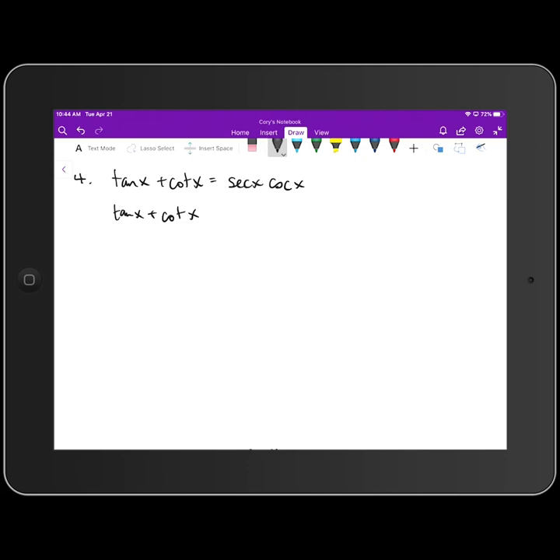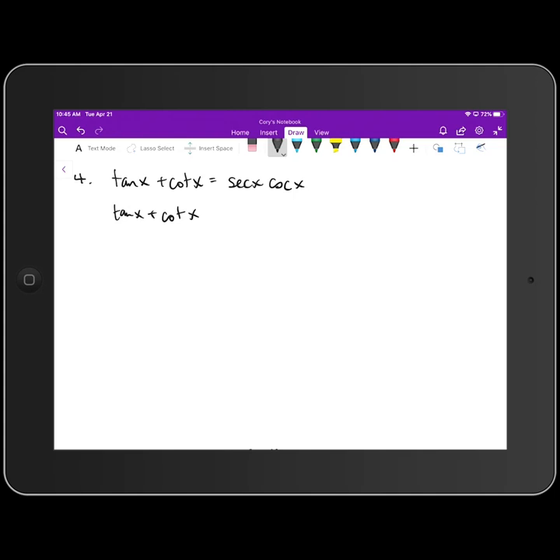Okay, so when I start with the left-hand side, when I look at the right-hand side where I'm trying to go with this, secant times cosecant. Secant is 1 over cosine. Cosecant is 1 over sine. So I can take the right-hand side and write it as 1 over cosine times sine. So again, that's in terms of a single fraction. So that's probably going to tell me what I need to do with the left-hand side.